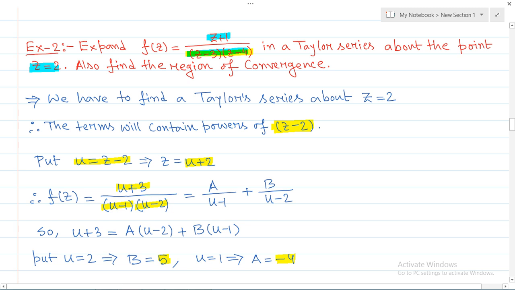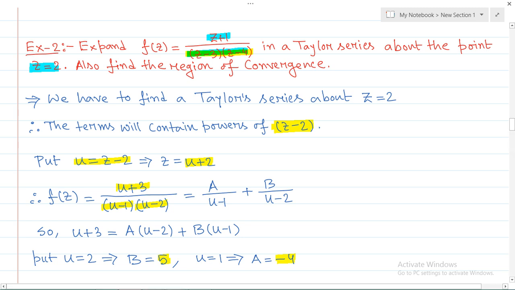If it is z minus 3, z minus 4, and I put z equal to 3 or z equal to 4, then the function will become undefined. So it will become not analytic. So we cannot put the value z equal to 3, we cannot put the value z equal to 4.